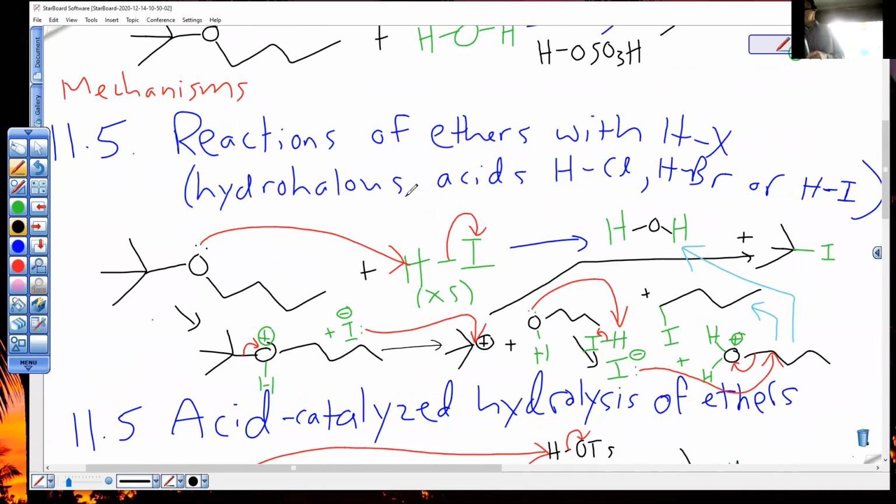What did reactions of ethers with HX, hydrohalous, HCl, HBr, HI, do? There's another name for that. HX is doing this to the ether. It's cutting it. Cleavage of things is to cut them, like the implement in your kitchen called a cleaver. Cuts things apart.